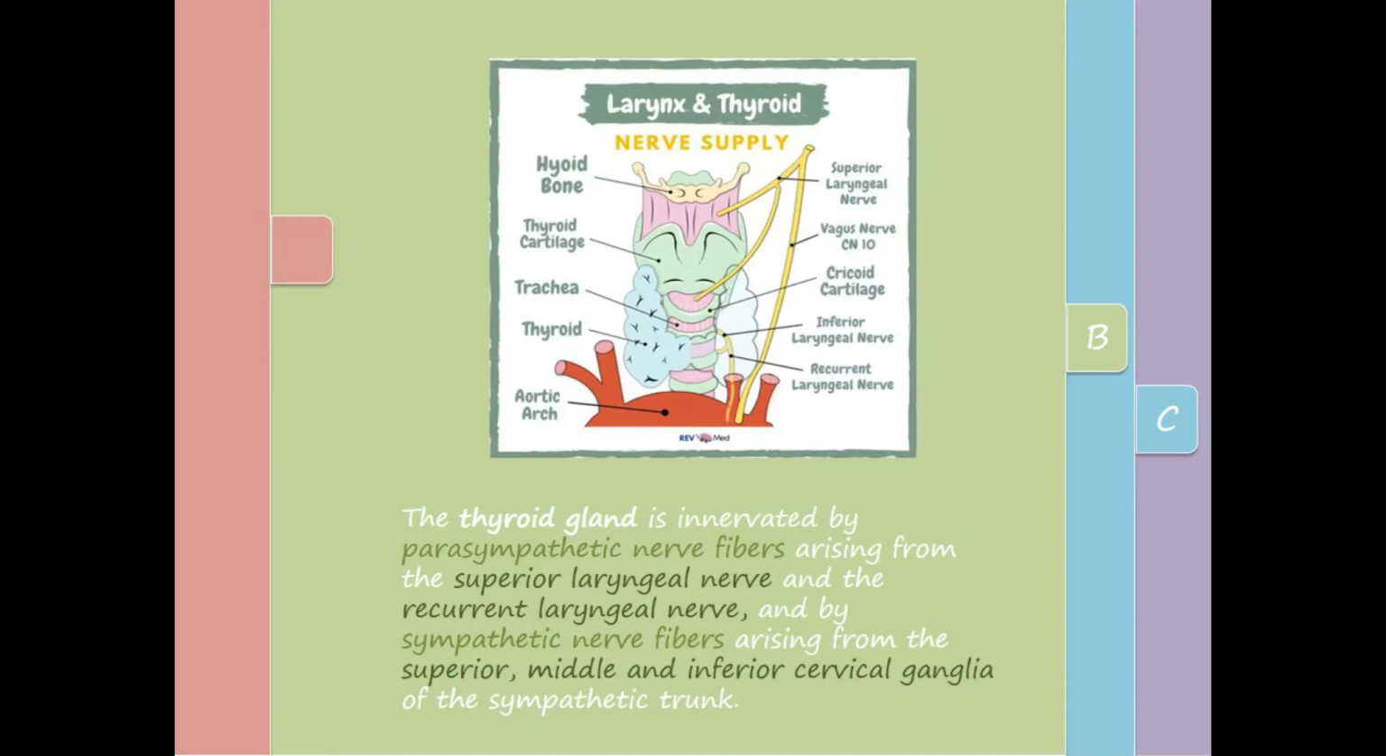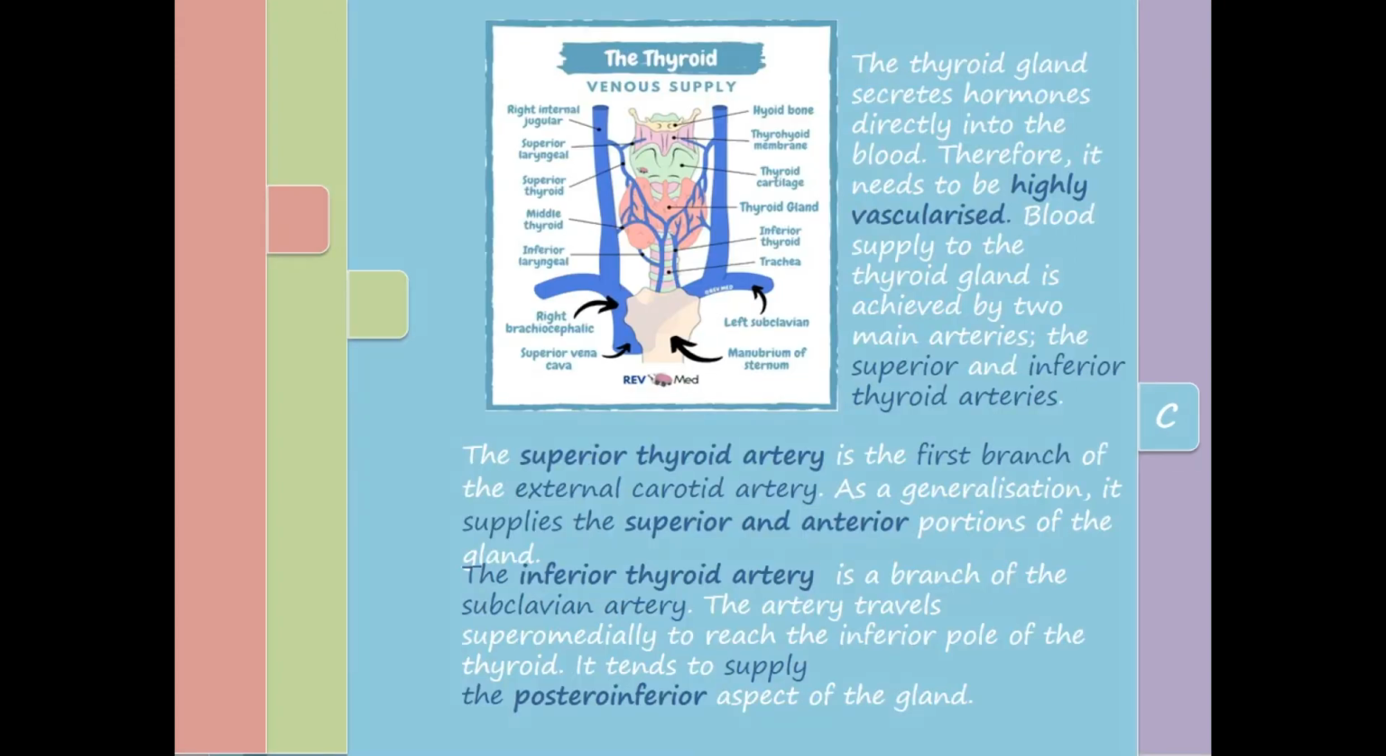The thyroid has two kinds of nerves: parasympathetic, arising from the superior and recurrent laryngeal nerves, and sympathetic, arising from the superior, middle, and inferior cervical ganglia. For the blood supply, the thyroid has two main arteries. The first is the superior thyroid artery, which supplies the superior and anterior portion of the gland, and the inferior thyroid artery, which supplies the posterior inferior portion of the gland.